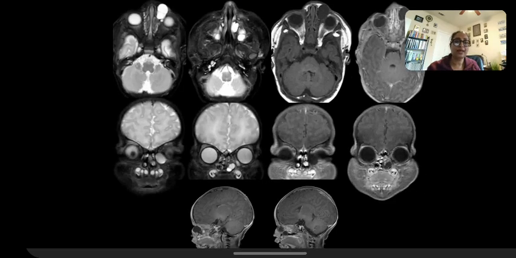Okay, so this is an example of, this is not dacryocystitis, this is just a dacryocystocele. You can see a very large medial canthal mass lesion going down all the way along the nasolacrimal duct to the inferior meatus. So this is the classic appearance of a dacryocystocele.